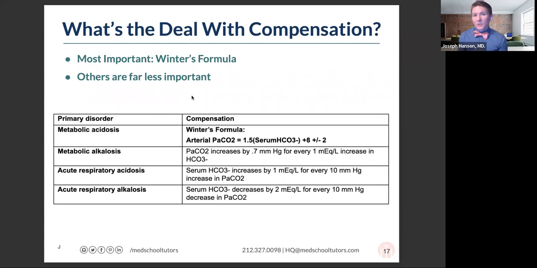They need to give you the electrolytes to measure the anion gap. They need to give you the actual CO2 value to determine if their CO2 is within the range of Winter's formula. But you always are going to do those two calculations every time you're allowed to for metabolic acidosis. For metabolic alkalosis, it's probably not going to come up too much, but the general idea is that CO2 should go up by about 0.7 for every one of our bicarb.